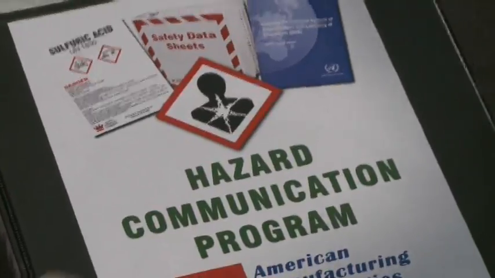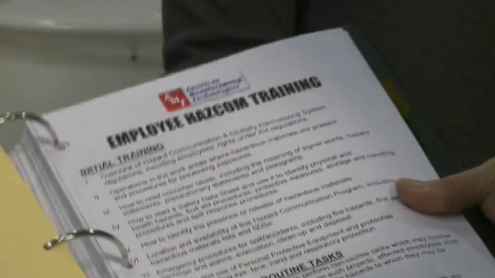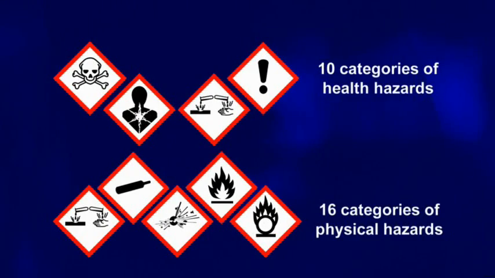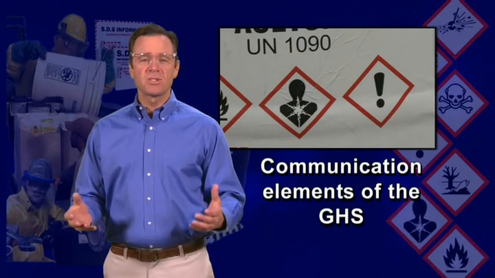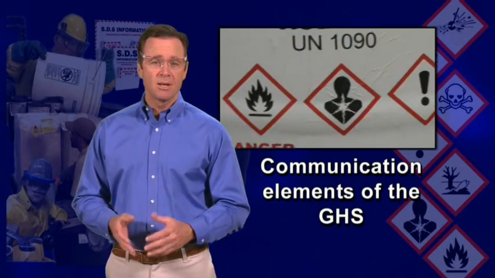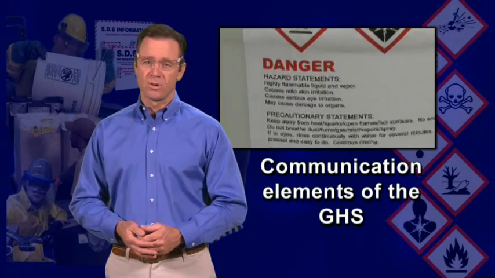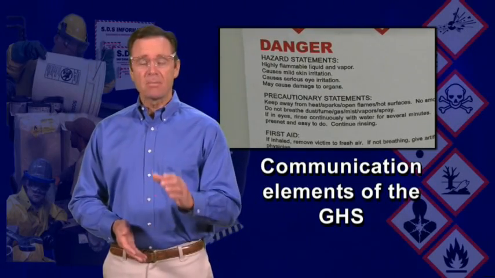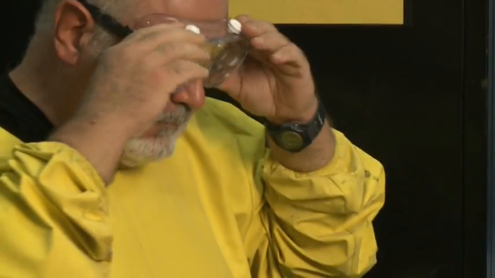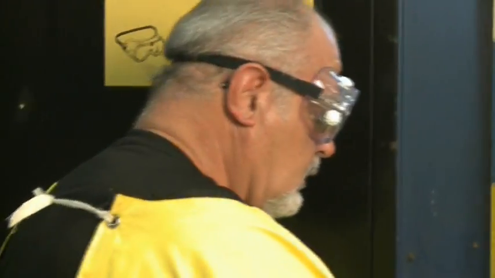In this program, we have discussed the company's written hazard communication program, as well as the hazard categories and classes of the global harmonizing system. We have also discussed the communication elements of the global harmonizing system, such as pictograms, signal words, hazard statements, and precautionary statements found on chemical labels. But we need to make one final and very important point.